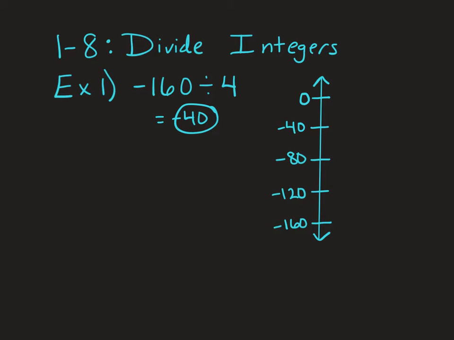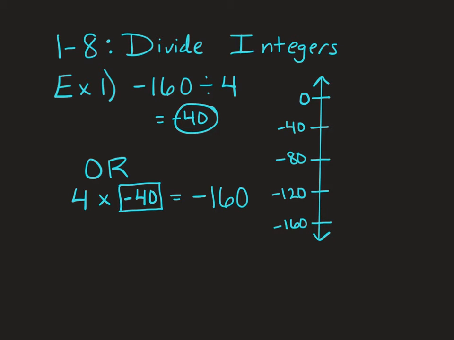Another way that we could figure this out is to think about this in terms of a multiplication problem. So we could say 4 times what number equals negative 160? Well, we know it's going to be a negative, and 4 times 4 is 16, so 4 times 40 is 160. So that was a different way we could solve this.